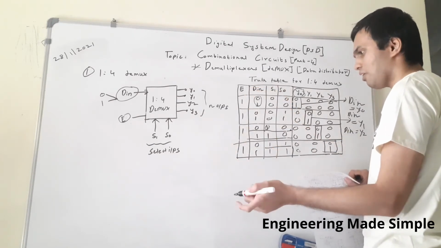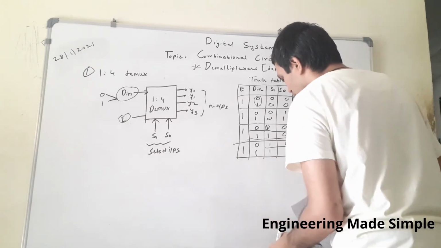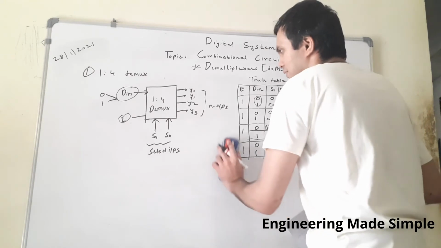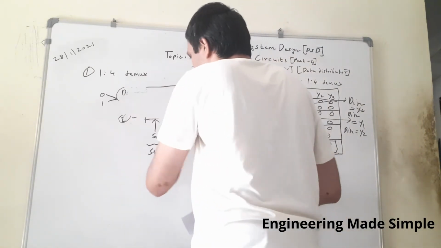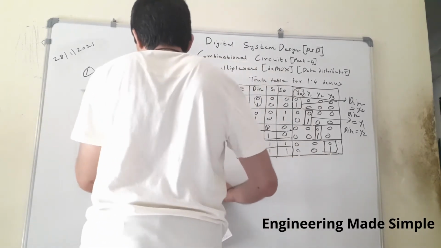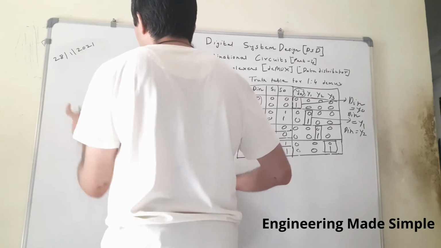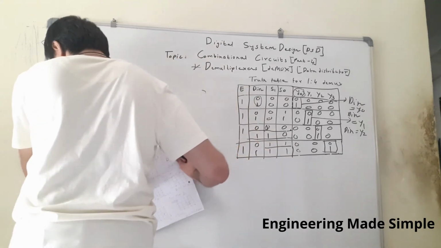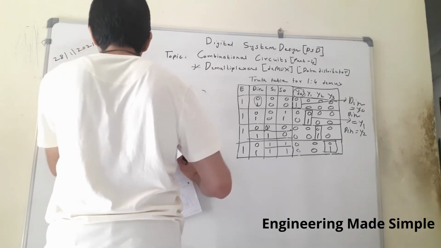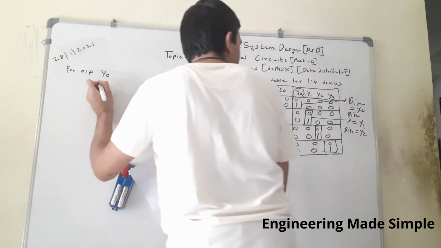Okay, let us solve for output. Let us first solve for output Y0. One thing I will do, I will erase this block diagram and keep the truth table as it is. So for Y0, that is the first case of the truth table.